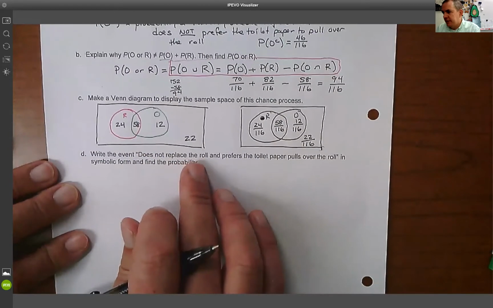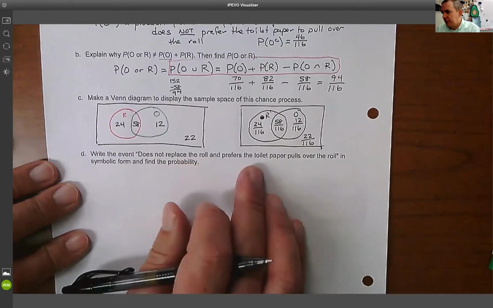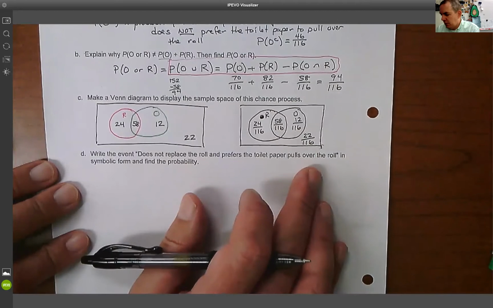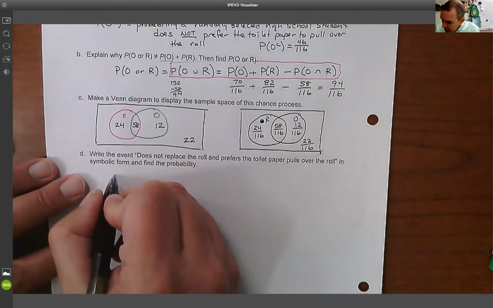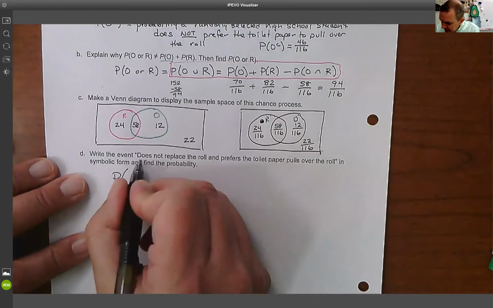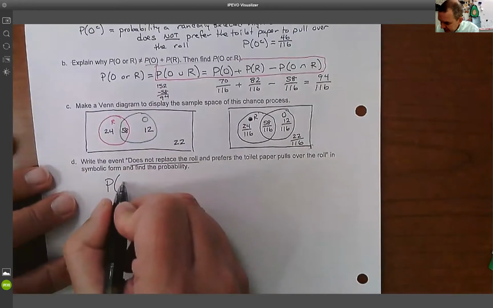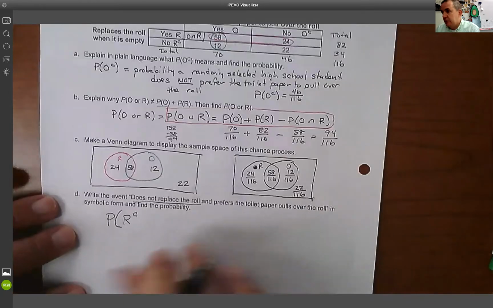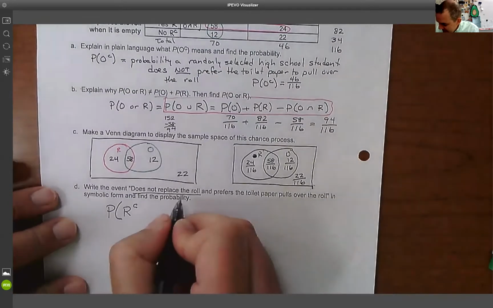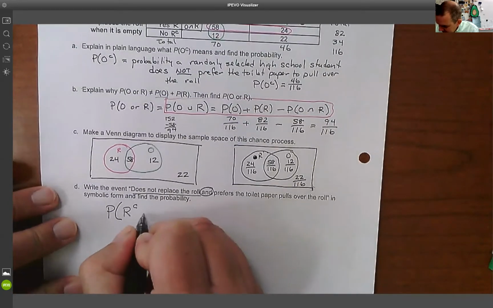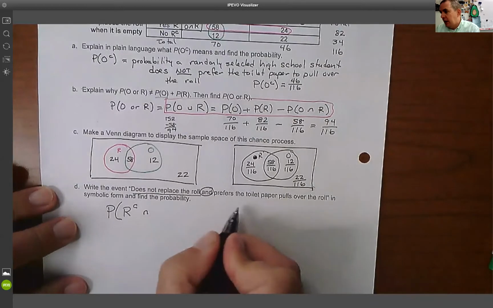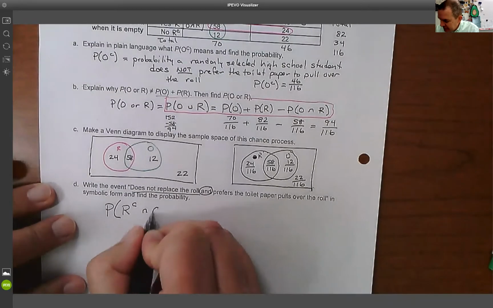Last one, right? The event does not replace the roll and prefers the toilet paper over the top. Okay, so this one says does not replace the roll. So in this case, it's these people up here, my R complement. They do not replace the roll, and so we've got an and, that's the intersect, prefers the toilet paper over the top. So that is O.